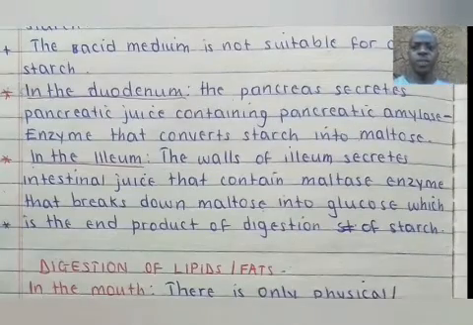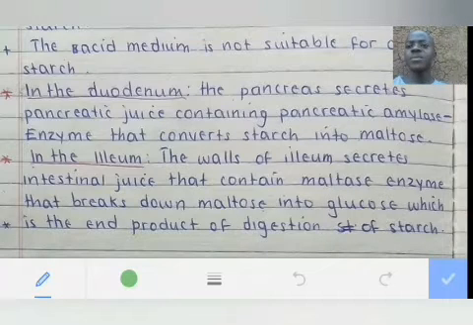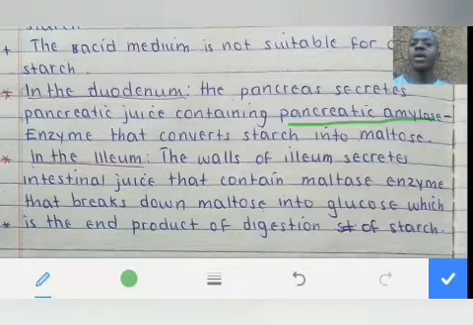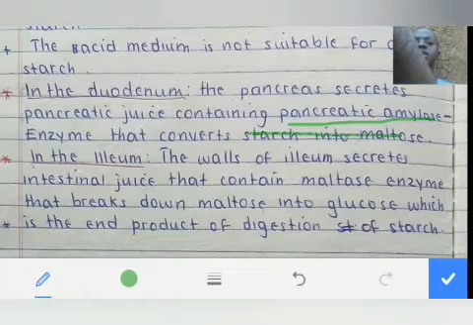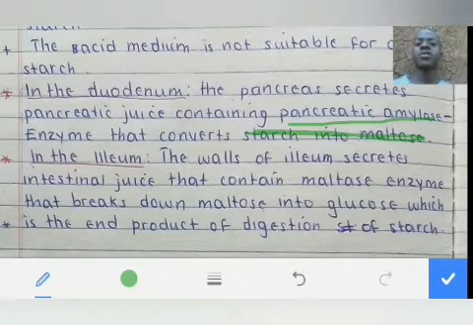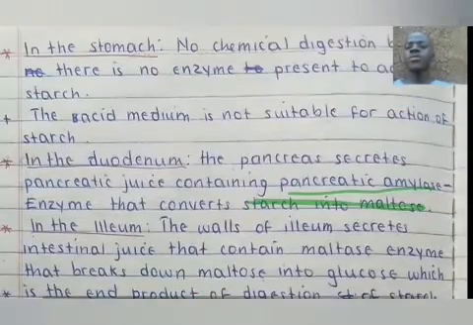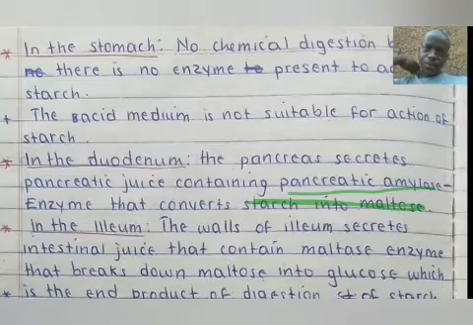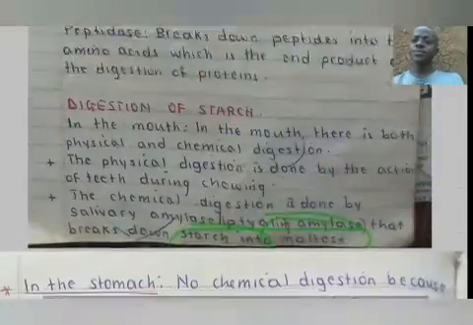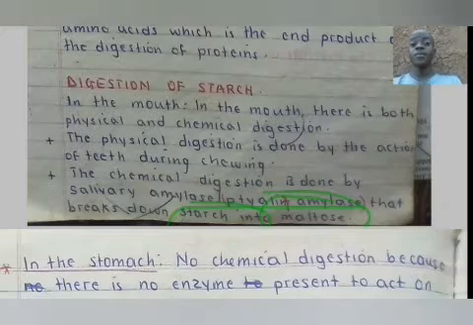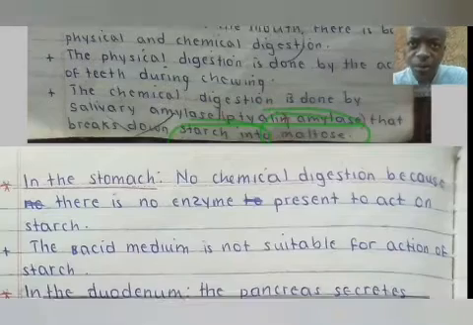So in the stomach, starch is not digested chemically, no enzyme present to act on it. What of in the duodenum now? Remember, the pancreatic juice secretes very many enzymes, and there we have pancreatic amylase, which converts starch into maltose. So there is conversion of starch into maltose. Sometimes you can be asked to describe the process of digestion of starch in man, or they always pose different questions.